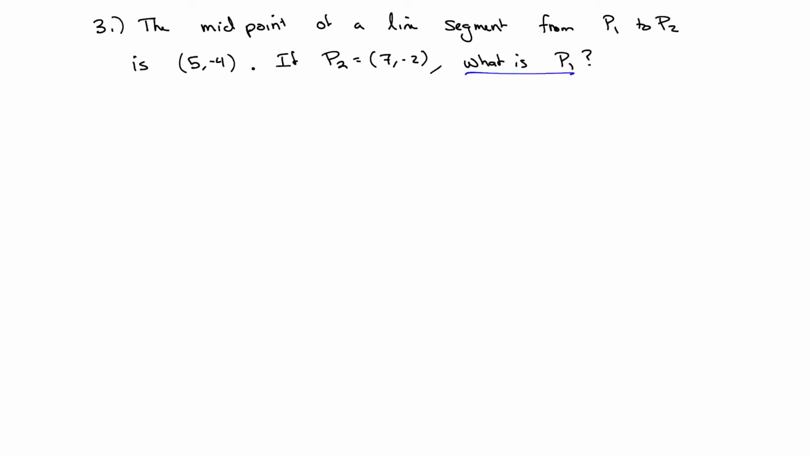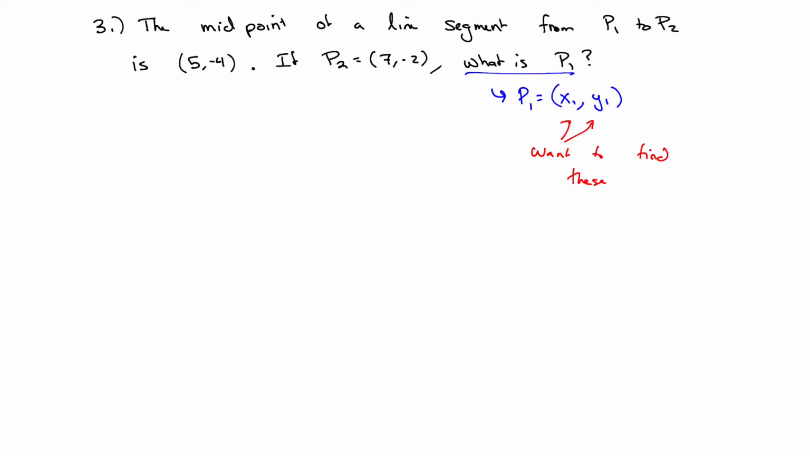This means that P sub 1 is some unknown point. We don't know what it is. It doesn't give it to us. So let's just call it something. Let's call it x sub 1, y sub 1. And we want to find these x and y values. That's what we want to do. Now, how will I get there?